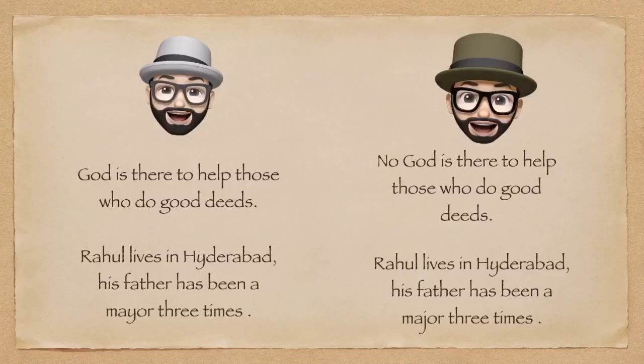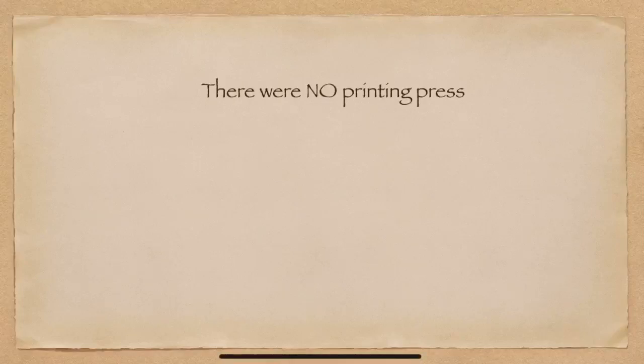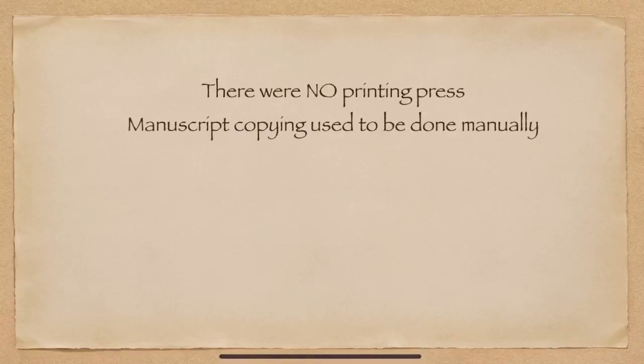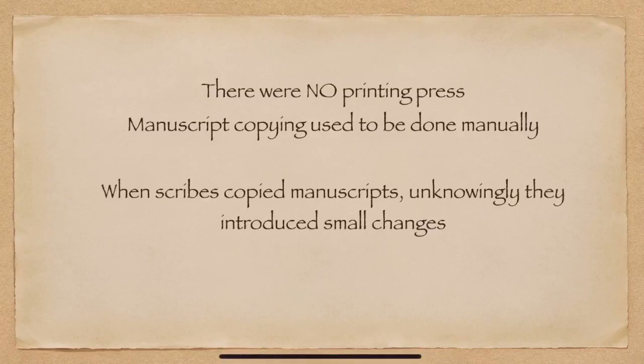So in earlier times, there was no printing press. So copies of documents and manuscripts were made by hand. So when scribes used to copy manuscripts, unknowingly they introduced small changes. This kept on happening for centuries. So small changes kept on adding up, and eventually what happened? Yes, the text became very different from what it was.